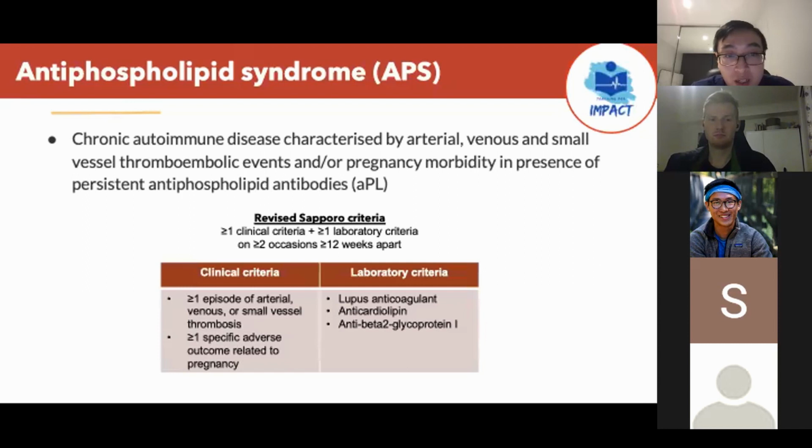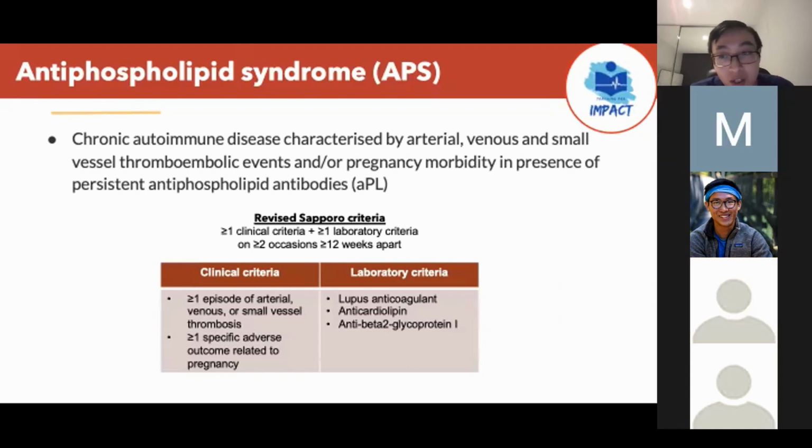So speaking of which, we diagnose antiphospholipid syndrome using a set of criteria called the revised Sapporo criteria, which states that to make a diagnosis of antiphospholipid syndrome, you need at least one clinical criterion and one laboratory criterion on at least 2 occasions, 12 weeks apart. So the clinical criteria, there are 2. At least 1 clotting episode, so it can be an arterial clot, venous clot, or a small vessel clot, or a pregnancy morbidity.